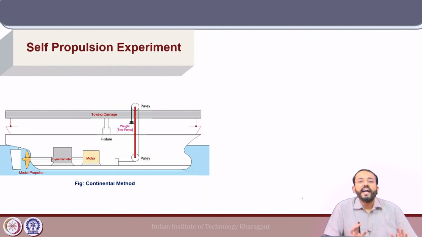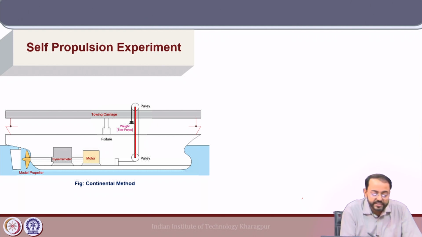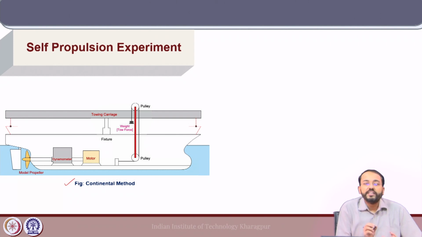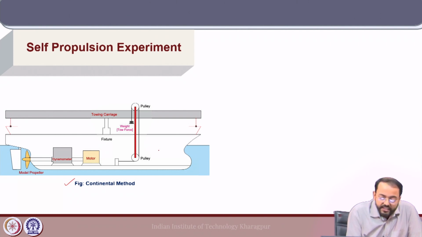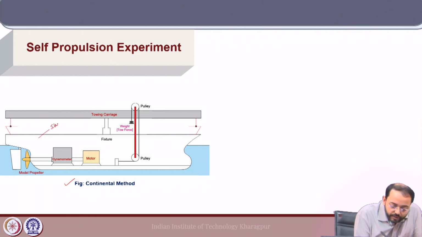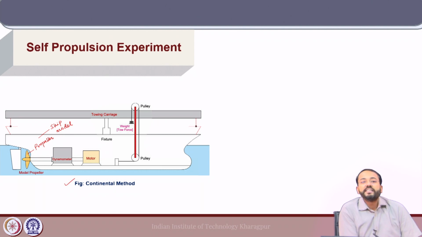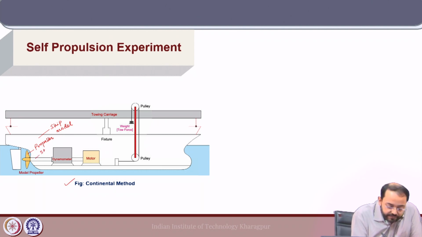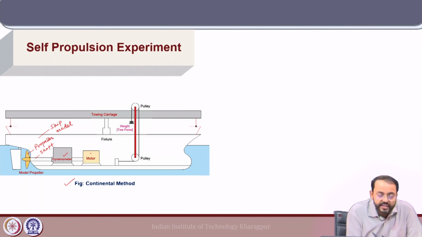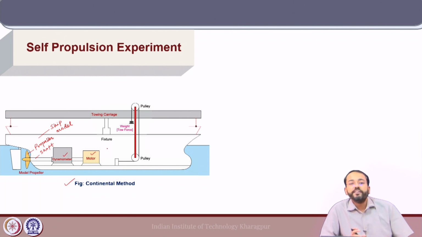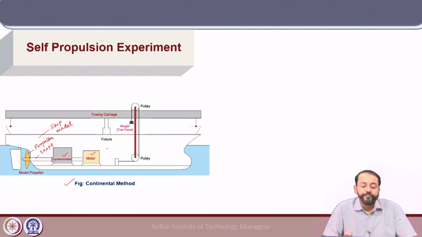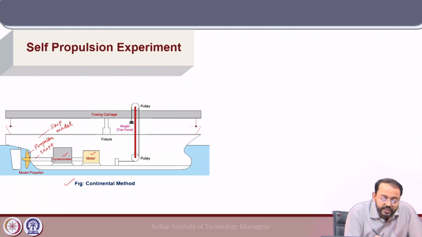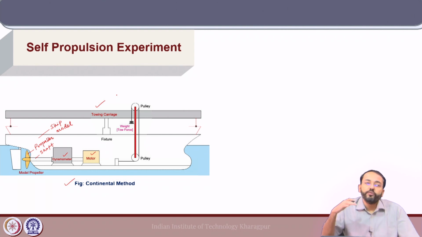Let us look into the diagrams for the two different methods. First, we have the continental method for the self propulsion test. Here we have the ship model fitted with a propeller, and the propeller is connected via a shaft to the dynamometer and the motor. The motor is giving the required RPM to the propeller and the dynamometer measures the propeller thrust and torque.